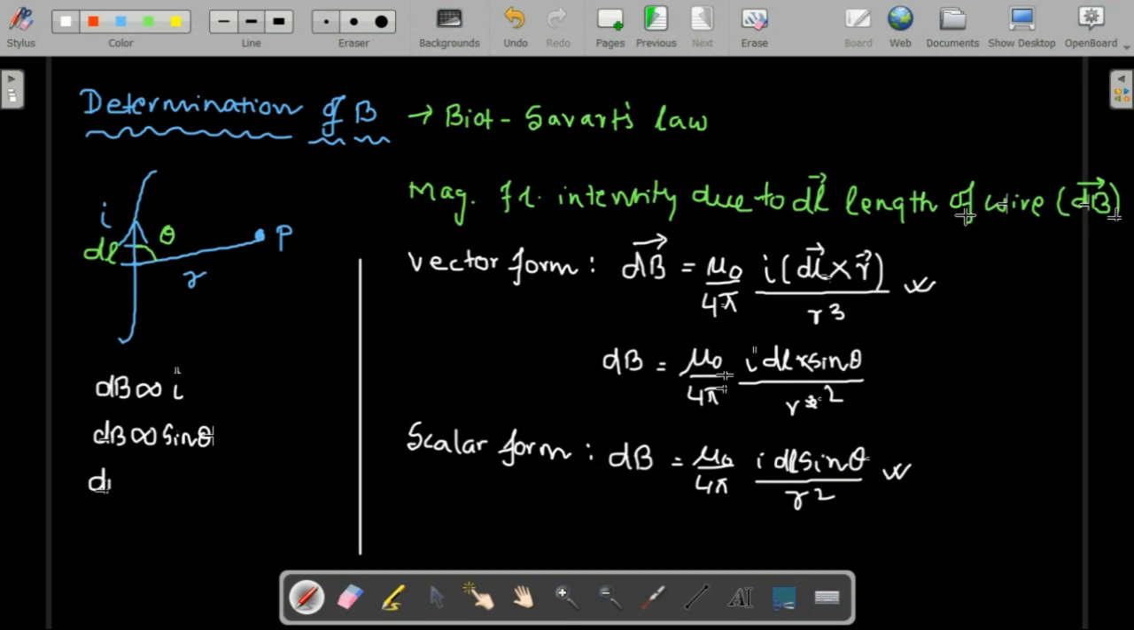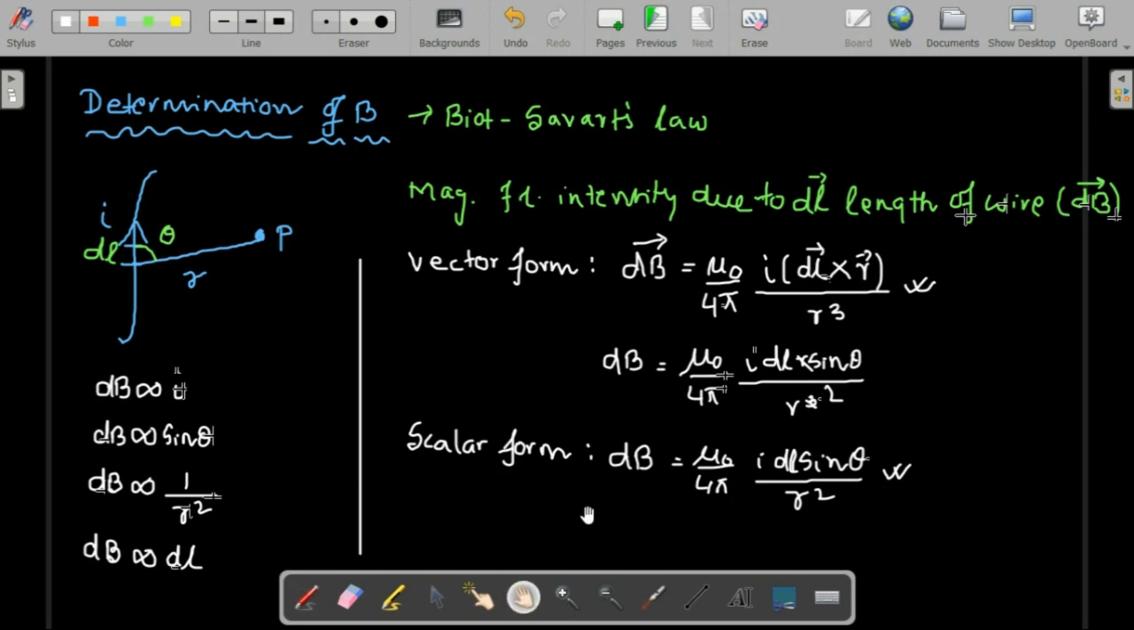And it follows the inverse square law. We know that with distance the field intensity will get affected, so it follows the inverse square law. That is also true. And it will depend on how much current carrying element you are considering, so on the length of this dl. In this way we can combine all these, I dl sine theta divided by r square, and we can get the scalar form.